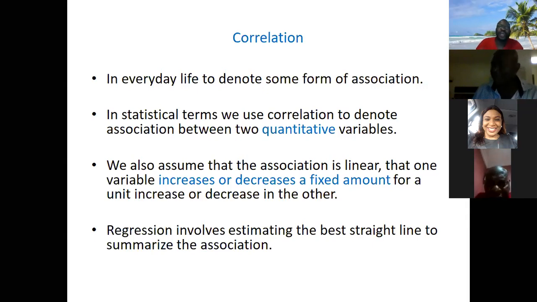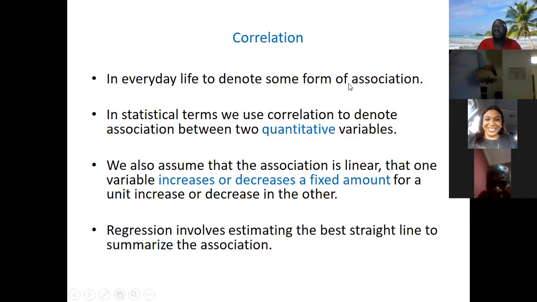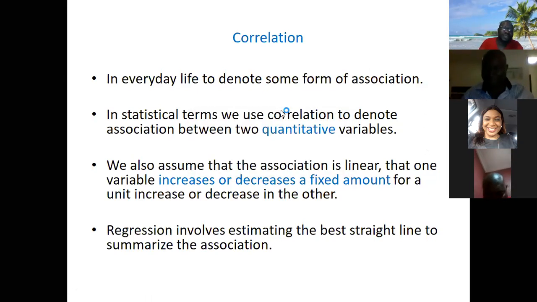So we want to quickly look at some points about correlation. I believe that at the end of the lecture, our understanding of correlation will have improved drastically. In everyday life, it is used to denote some form of association. So correlation in everyday life is a form of association. We correlate things together. It doesn't really matter even if you are dealing with categories. The word correlation is used in a loose manner.